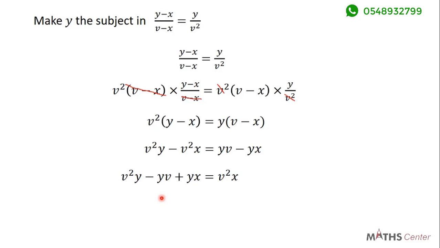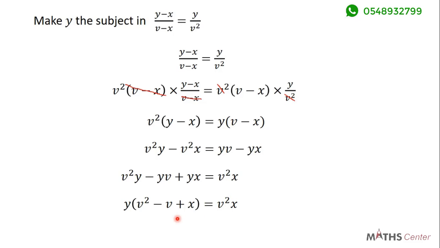From here, our next step is to factorize. So I'm going to factorize out the term we want to make the subject, or the variable we want to make the subject. The variable we want to make the subject is y. So I'm going to take y out and put the rest into bracket. So y, if you take y out, this side becomes v squared, here becomes v, and here becomes x. And this is equal to v squared x.